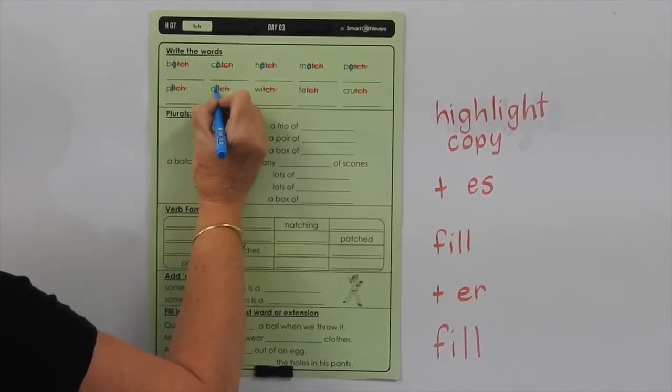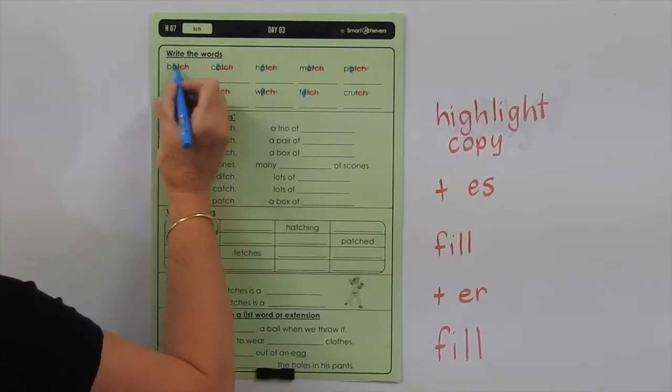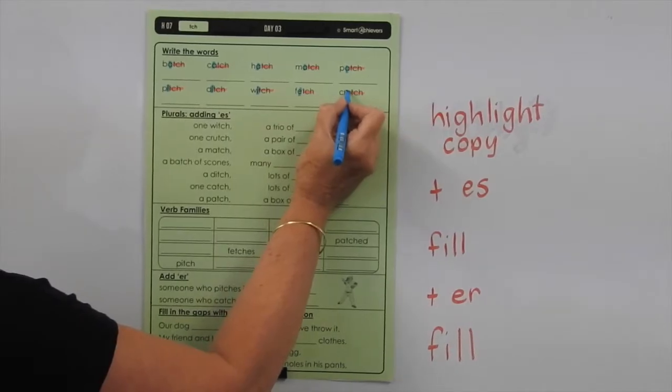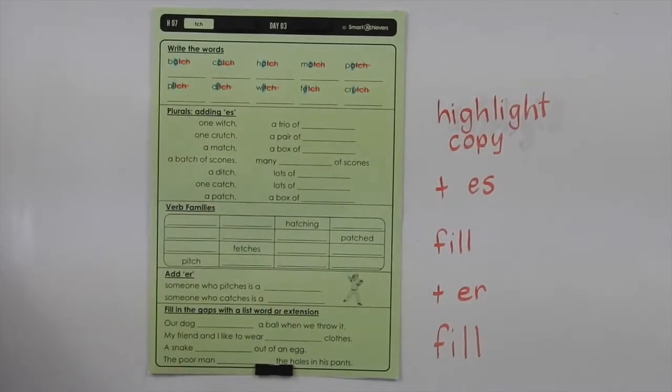So highlight the short vowel for me in all of those words. It's a, e, i, o, u. It's all short vowels.